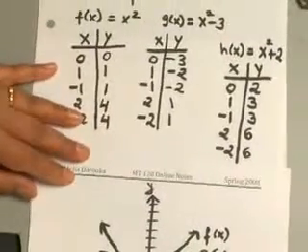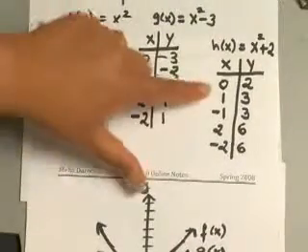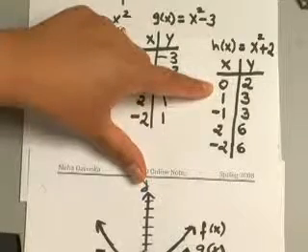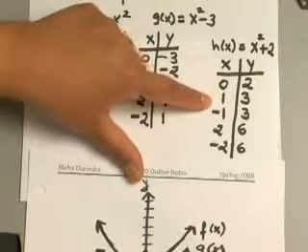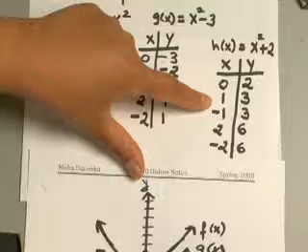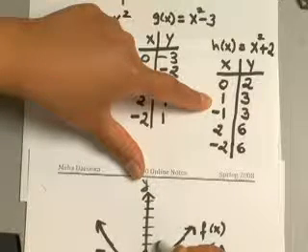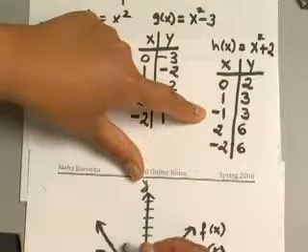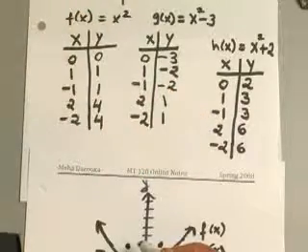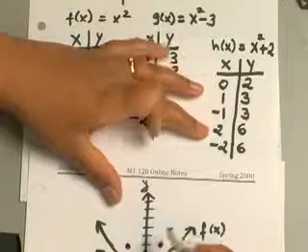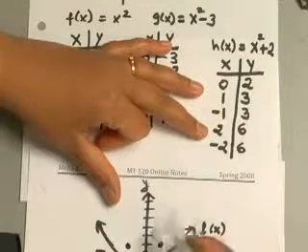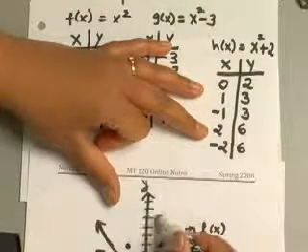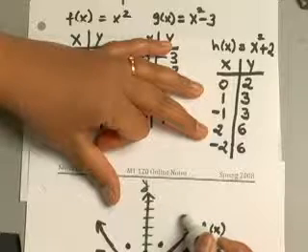So you have 0, 2 as your first point, so that will be right here. You have 1, 3, so 1 is right at 3. Negative 1 is also at 3. 2 is at 6, so 2 will go up to right here.